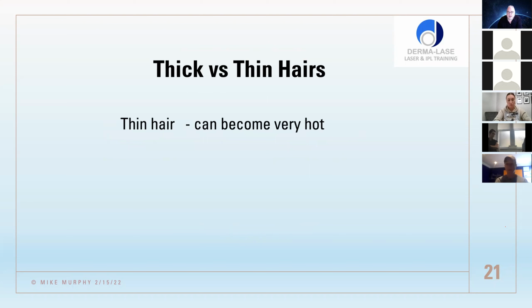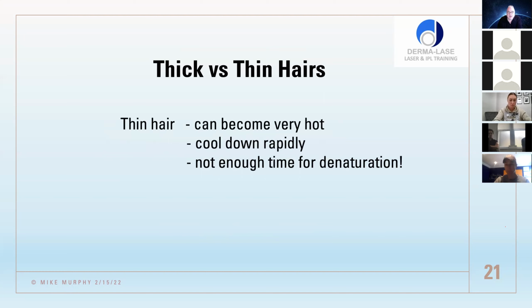They can absorb some of the energy and become quite toasty. But they cool down rapidly because small things or thin objects do cool quickly compared to thicker things. And therefore there might not be enough time for full denaturation of the germ cells, just because they're cooling so quickly.